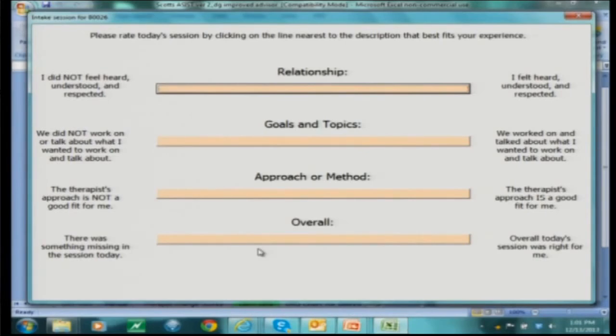Did we cover what you hoped we would cover during our time together? And approach and method. Did it feel like it was a good fit, or was there something missing that you were hoping for? And then last but not least is overall, kind of a catch-all question. Does it make sense? Yeah. Would you be willing to do that? Yes. Perfect.